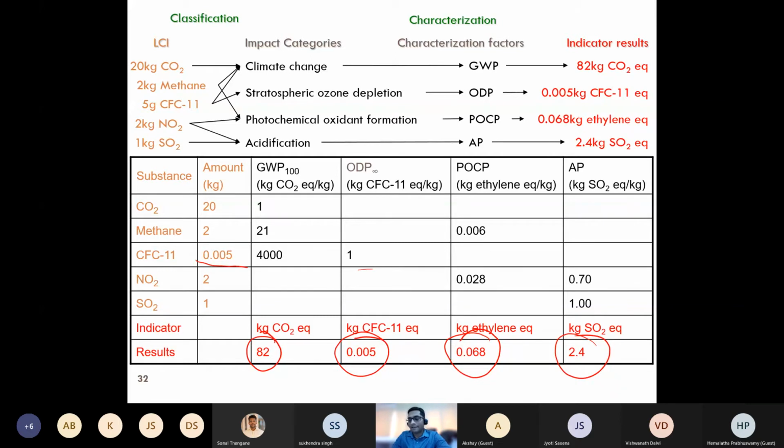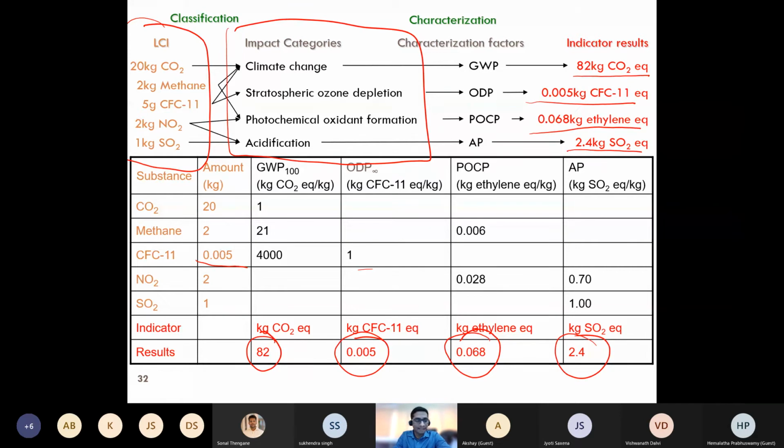So LCA results, maybe in a short span, could be understood with the help of this slide. These are the emissions through different life stages. We have the different impact categories which we want to consider. We multiply that with the characterization factors, and we get the final results. The GWP is 82 kgs of CO2 equivalent. The ozone depletion potential is 0.005 kgs of CFC11 equivalent. The photochemical oxidation formation is 0.068 kgs ethylene equivalent, and the acidification potential is 2.4 kgs of SO2 equivalent. So this is LCA in a nutshell, how the calculations are done.